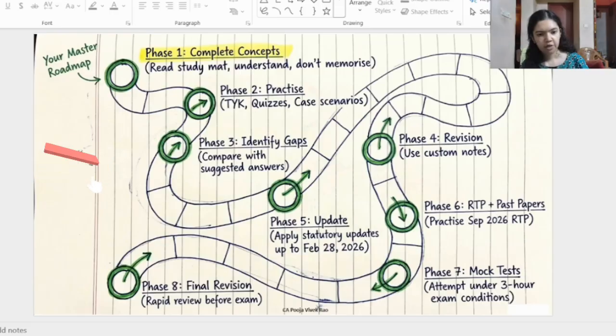Phase 5, updates. So revise the applicable statutory updates and amendments. Remember, the cutoff date for the September 26 exam is 28th February. Then phase 6, RTP and past year papers. So ensure you practice this. Then phase 7, mock test paper. So attempt both the series of mock test paper under the exam-like condition. Then phase 8, final revision. Use your concise revision material for rapid revision before the examination.